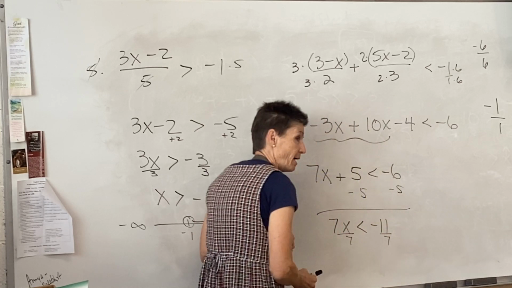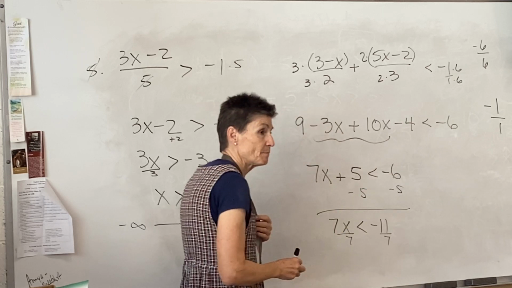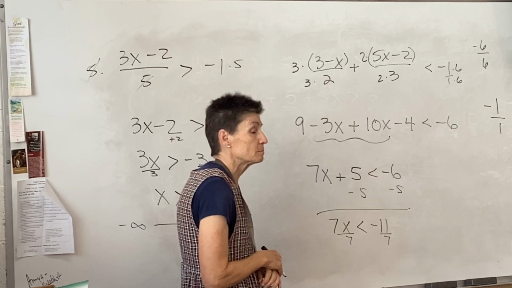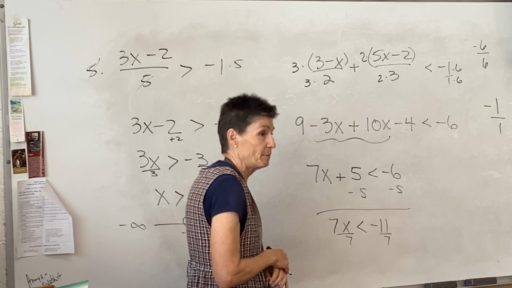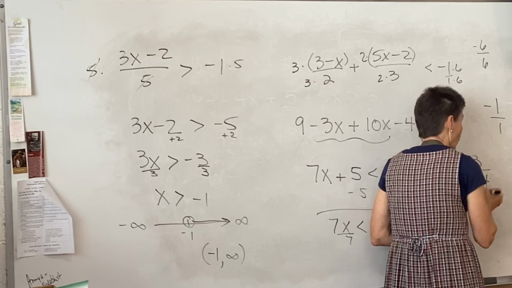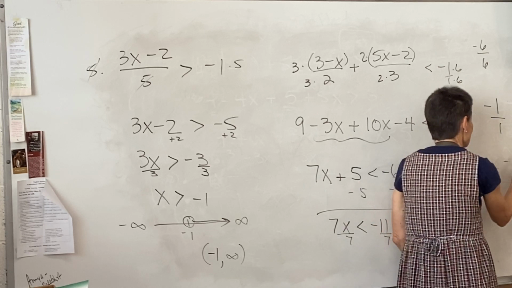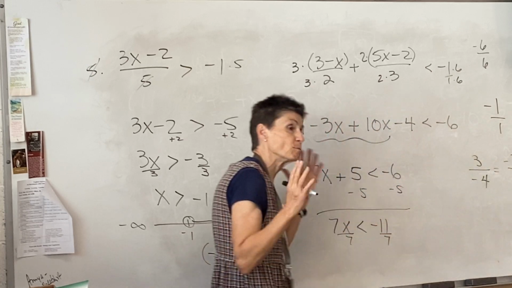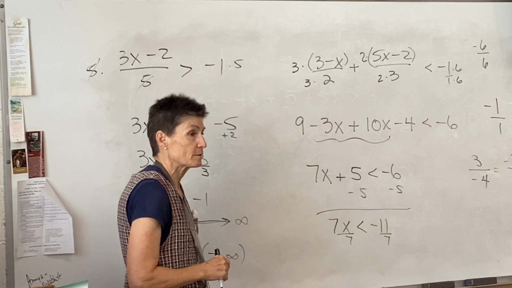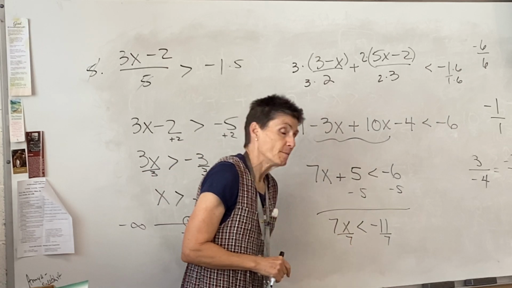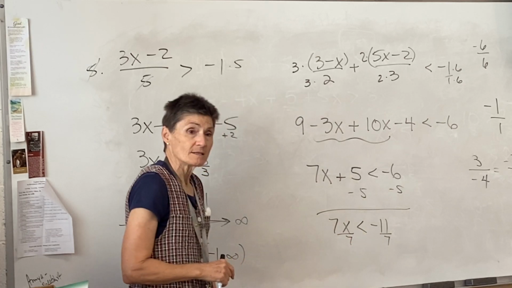Am I gonna switch my sign? If one of the denominators was a negative, move the negative to the top. Remember, 3 over negative 4 is the same as negative 3 over 4. So don't even mess with it, just move it to the numerator. Am I switching the sign or not? No, because I divided by 7.